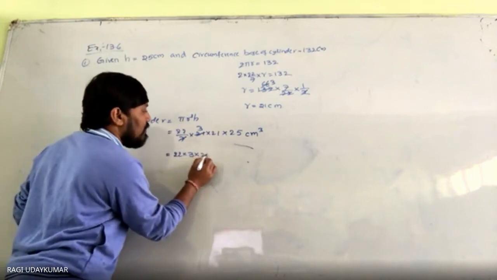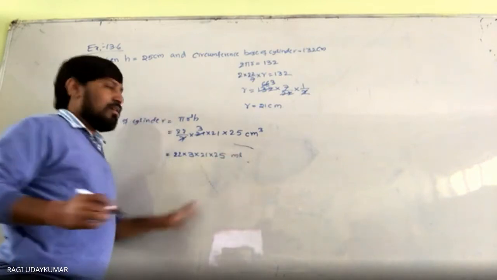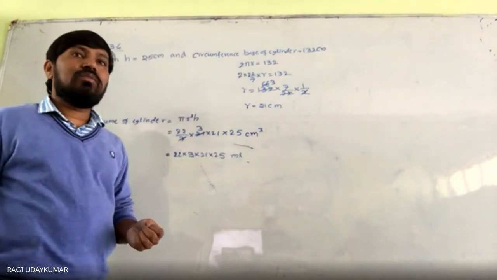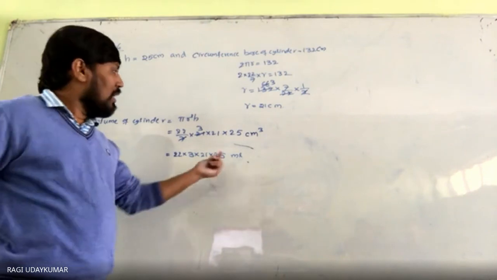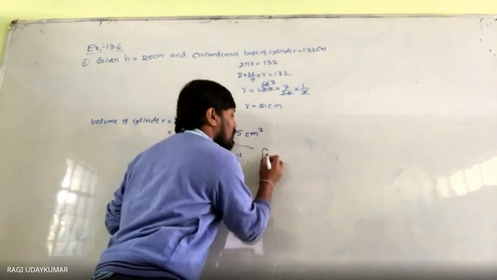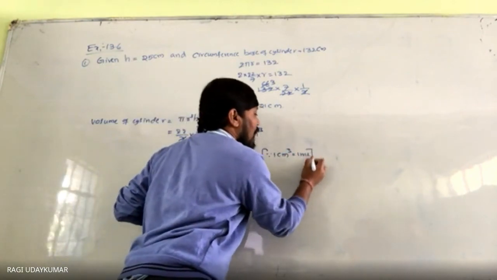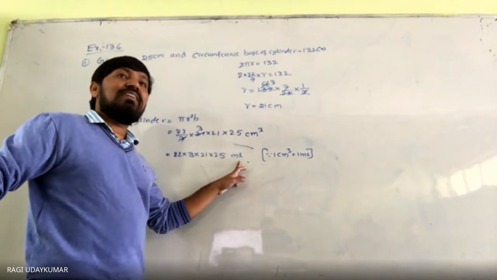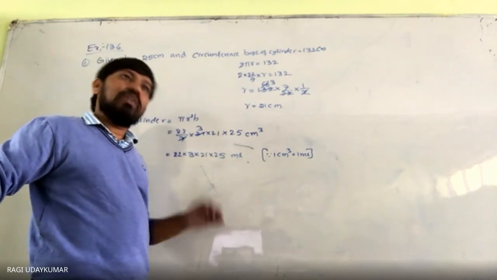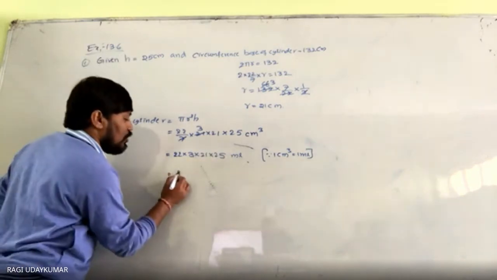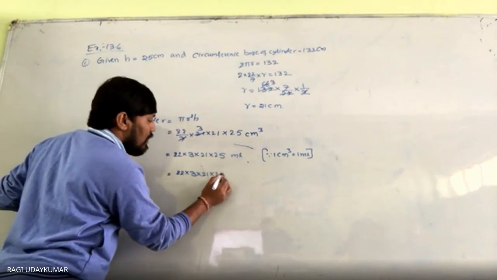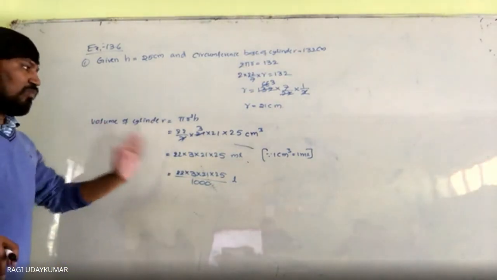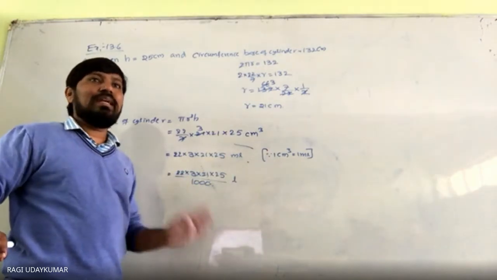22 into 3 into 21 into 25 milliliters. To get liters, actually we made a mistake earlier with meter cube; converting to liters from milliliters, you have to divide. So 22 into 3 into 21 into 25 divided by 1000 liters, because 1000 milliliters is equal to 1 liter.